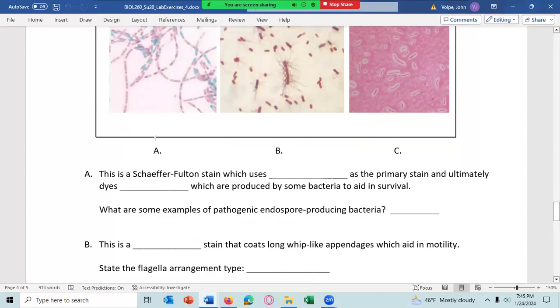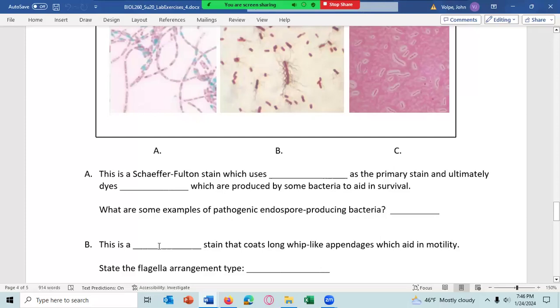And A, it states this is the Schaefer-Fulton stain, which uses what stain as the primary stain, and ultimately dyes which cell structure that's produced by some bacteria to aid in survival. And then I guess that would be A2. What are some examples of pathogenic endospore producing bacteria? So name at least 2, because some means more than one. So list at least 2 pathogenic endospore producing bacteria. And you should be able to find that in the lab module.